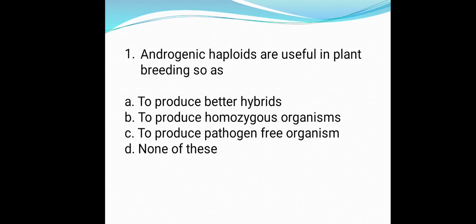This can be done by one generation doubling of chromosomes using colchicine. So here the spindle formation can be prevented by using the colchicine. So the correct option is to produce homozygous organism, that is the B option. So let us see the second question.